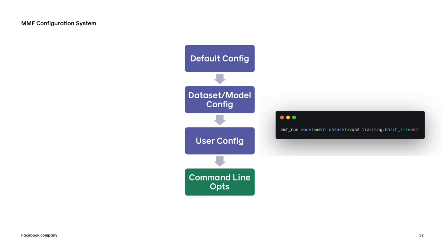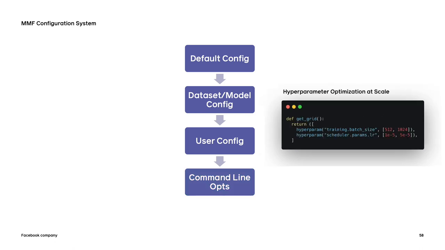And then you also specify data set and model here, and then you can use the mmf_run command to run this. So this allows us to run hyperparameter optimization at a large scale. For example, you want to do a grid search of batch size and LR. So values of the batch size lie between 512 and 1024, and LR lies between 1e-5 and 5e-5. So it will run a grid search over all four by passing them as command line arguments and overriding whatever it requires.